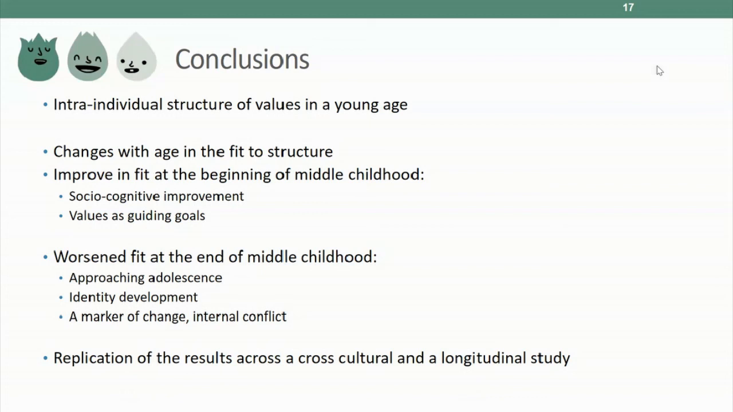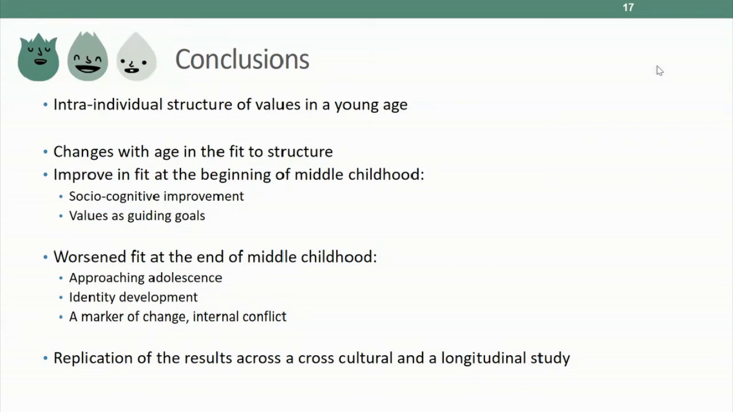But maybe I think the most interesting thing for me here is the result that we did not expect, but was replicated across studies and across methods, is the change that we find at the end of middle childhood, at the later ages. And in that time, we find the decrease in fit to the structure. And when we started thinking about what happens there, it sent us back to what we find in value priorities at this time. So approaching adolescence, there's a lot of action in values.